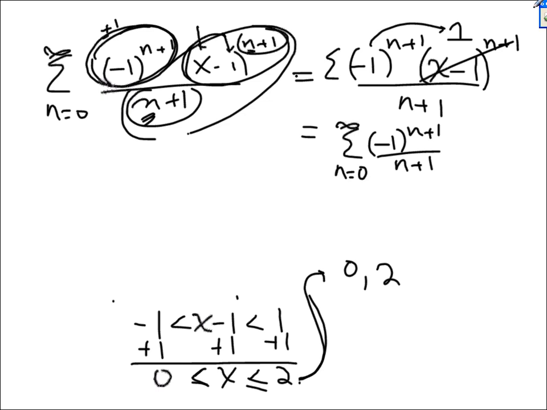From 0 to 2, do not include 0. That's an open bracket. Do include 2. Close bracket.